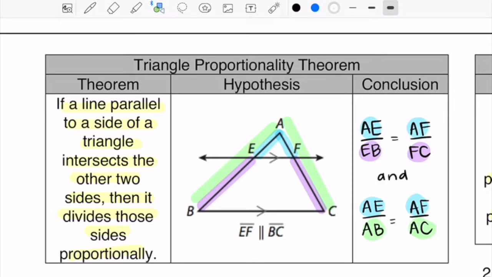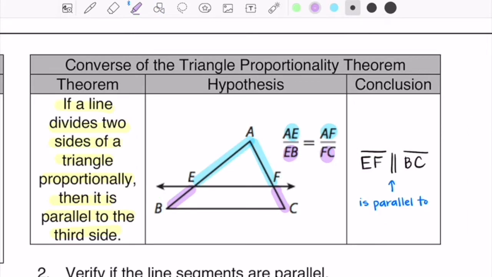The theorem says if a line parallel to a side of a triangle intersects the other two sides, then it divides those sides proportionally. So here in the picture, the blue over the purple would be the same thing as the blue over the purple. And then also the blue over the green would be the same thing as the blue over the green. And so you can see how you can set up those proportions right there on the side. Remember that proportions are solved like equations.